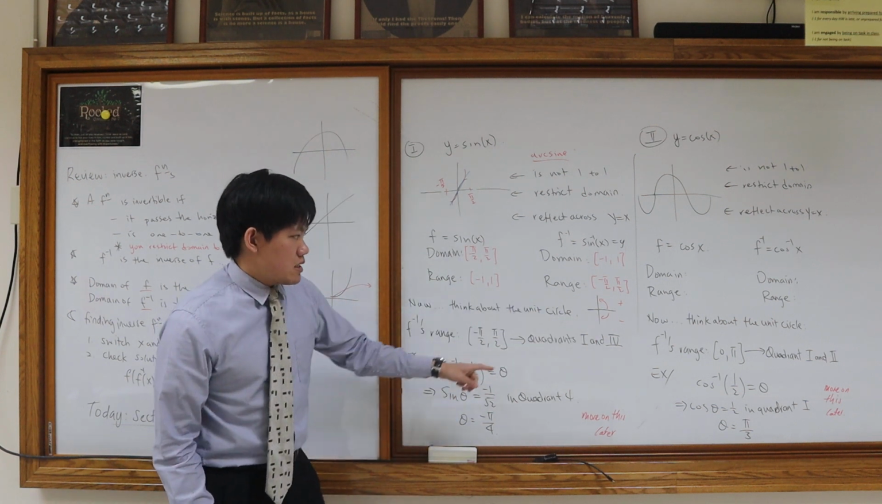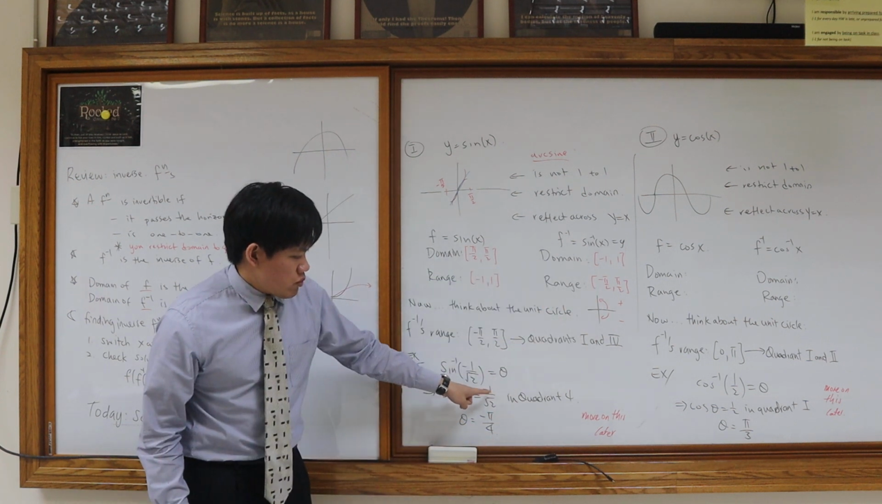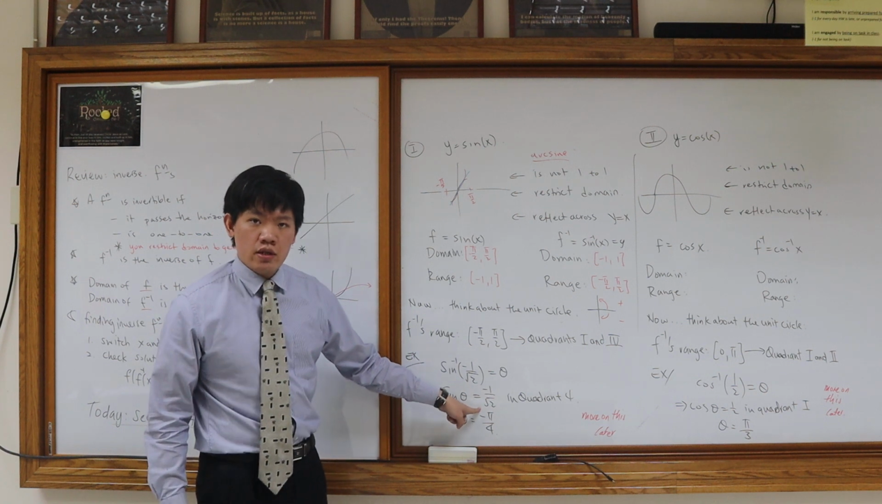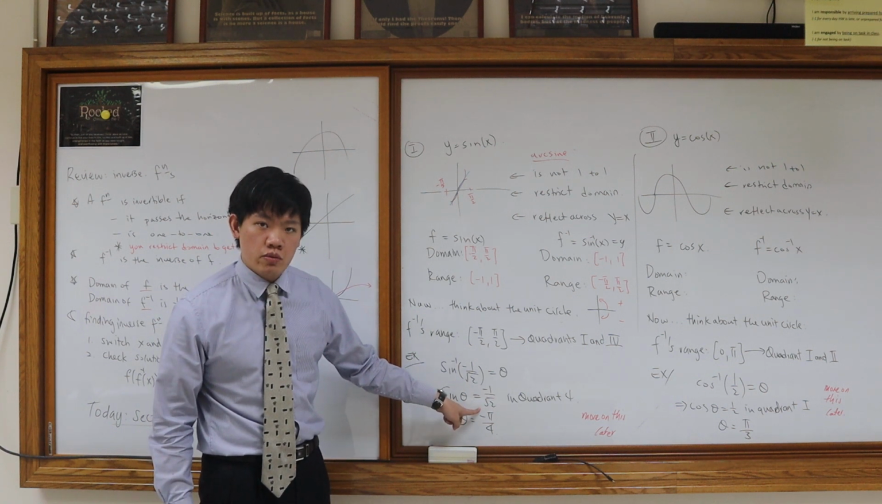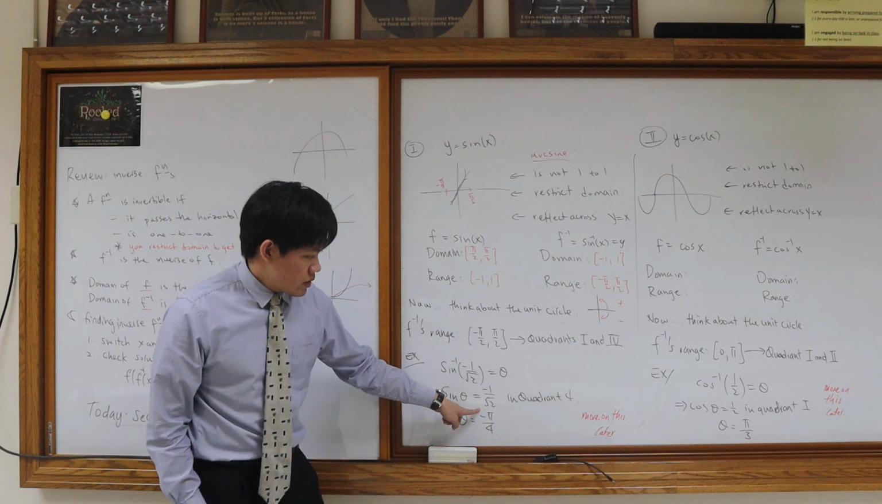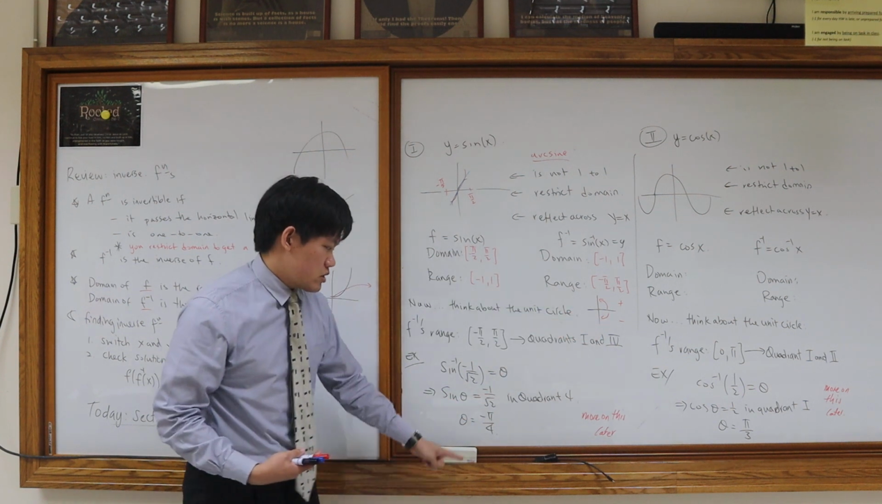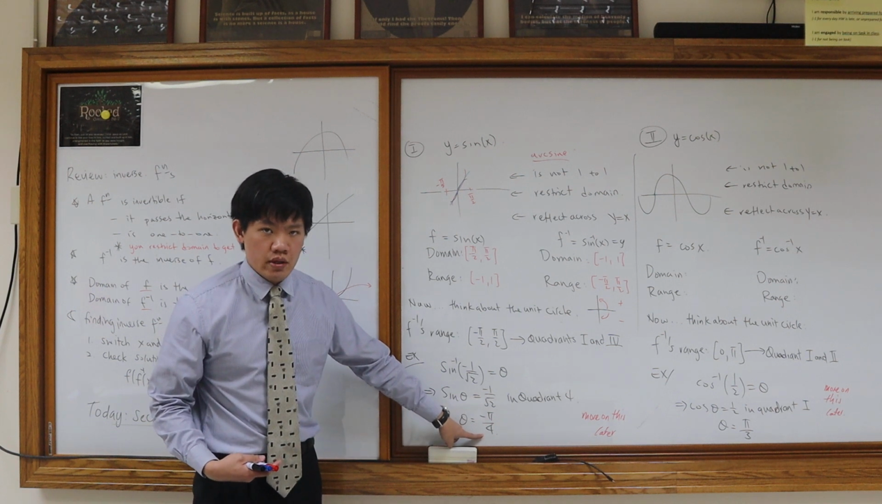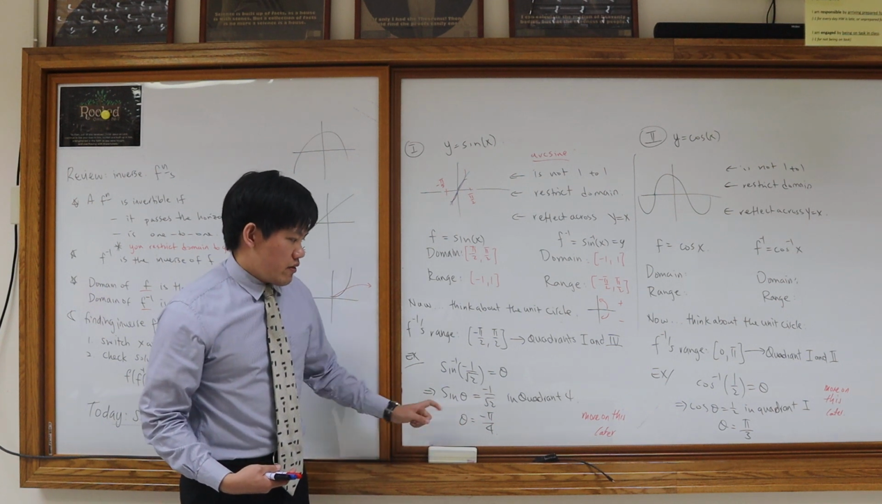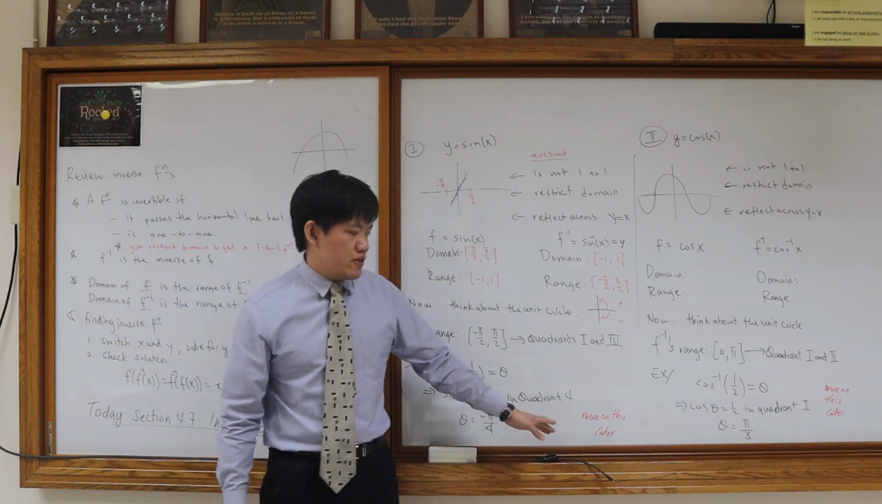In that case, negative 1 over root 2 is synonymous with negative root 2 over 2. That's a 45-degree angle. But because we're in quadrant 4, we're going in the negative direction, so the answer is going to be negative pi over 4. Okay, so that is an example. We'll go over more of this later.